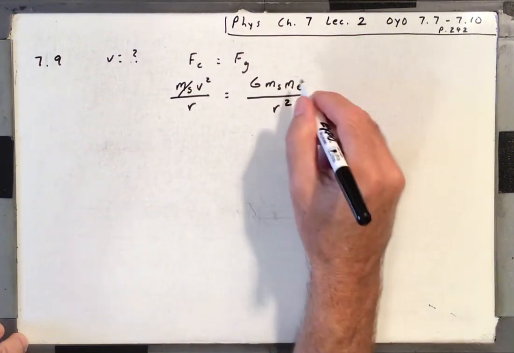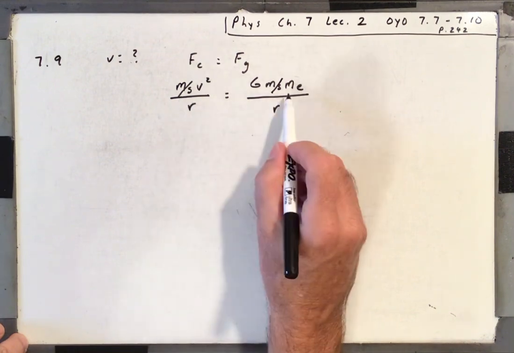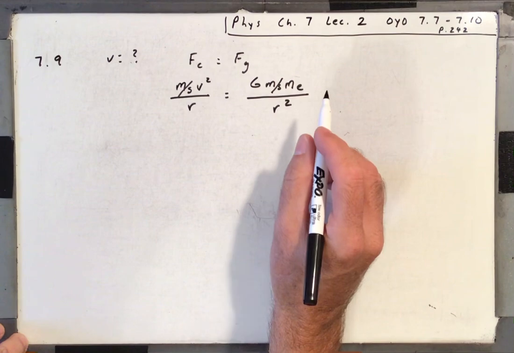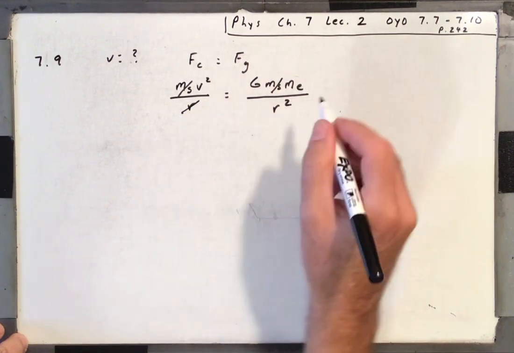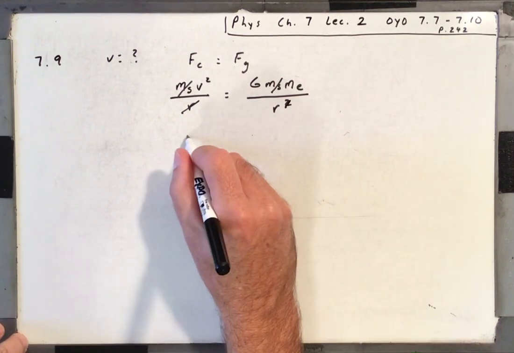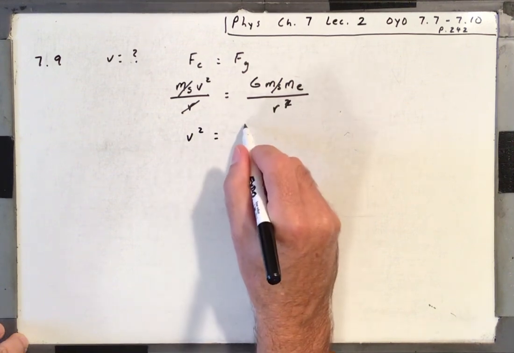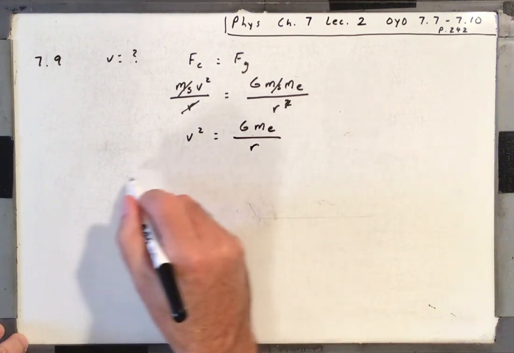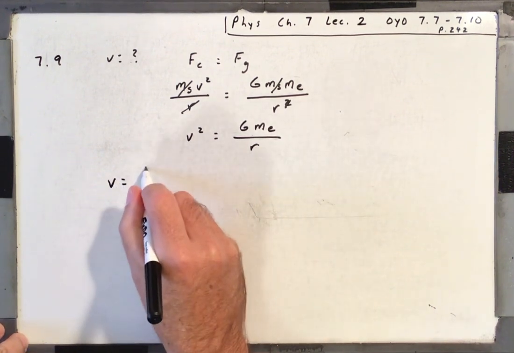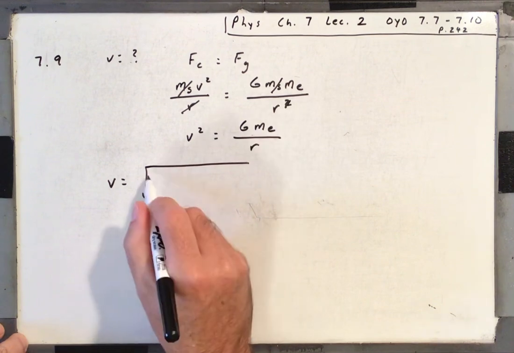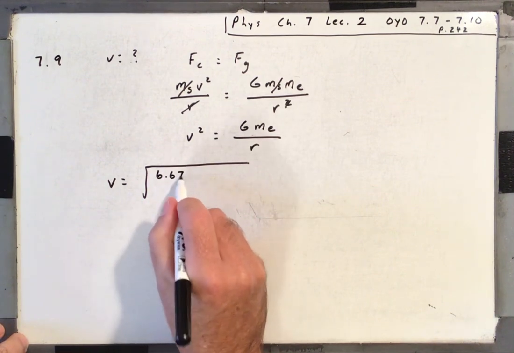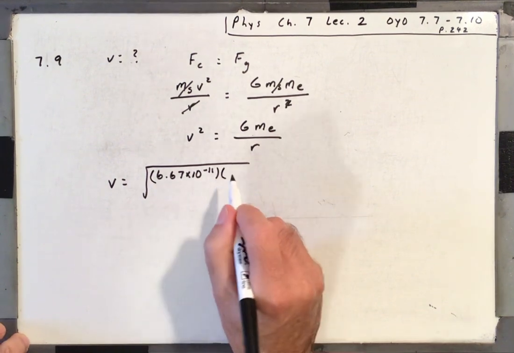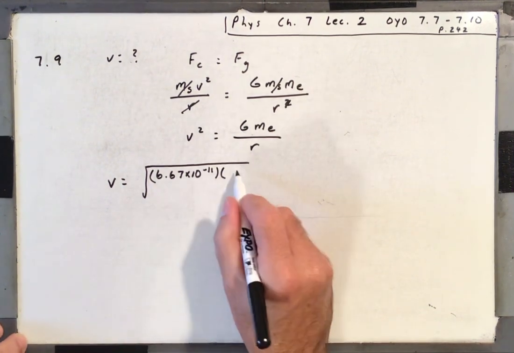The mass of the satellite, the one that's doing the orbiting, always cancels out. Okay, and that radius cancels. So after the cancellations, v squared is equal to G times the mass of the Earth over r. So v is going to be the square root of G, 6.67 times 10 to the minus 11, times the mass of the Earth, 5.98.